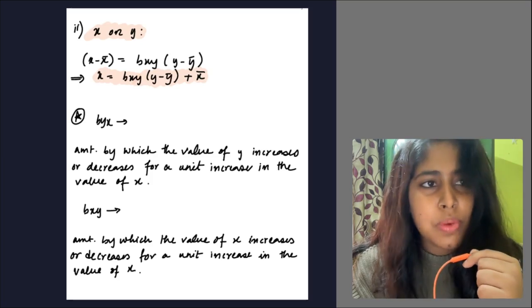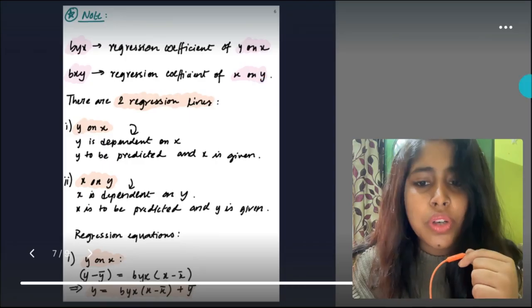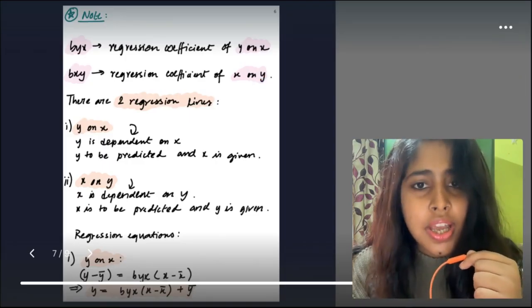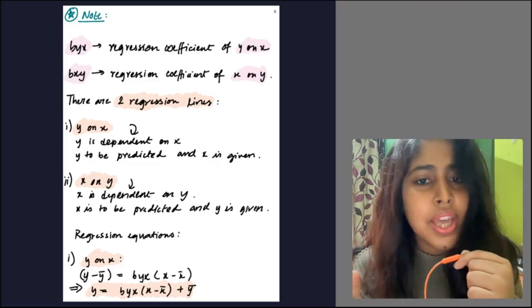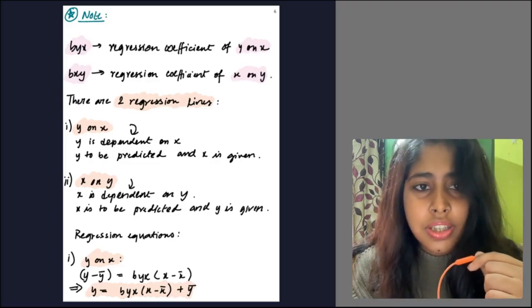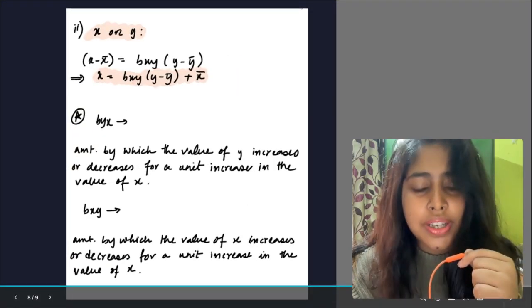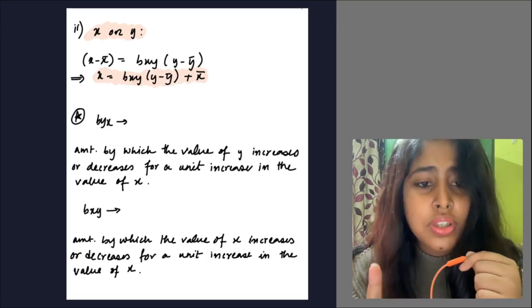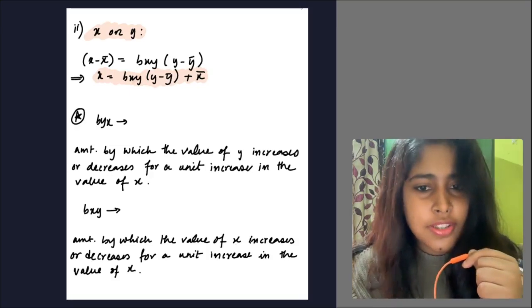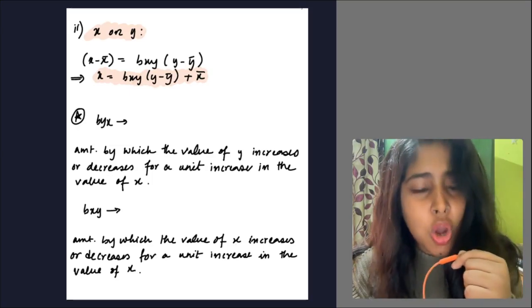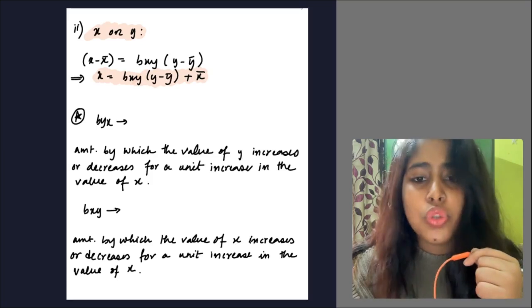Here, what are byx and bxy? See, byx is the regression coefficient of y on x, and bxy is the regression coefficient of x on y. They are not the same. Why did I say this? See, what is the meaning of byx? Byx tells you for a 1 unit increase in x, how much does y change? And bxy tells you for a 1 unit increase in y, how much does x change? They measure the sensitivity of one variable to another.